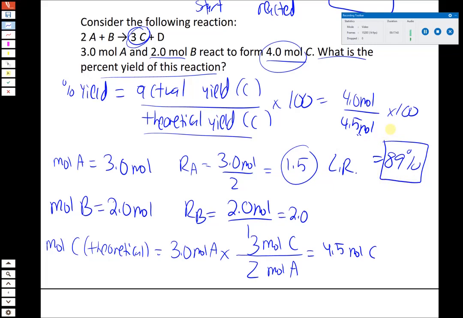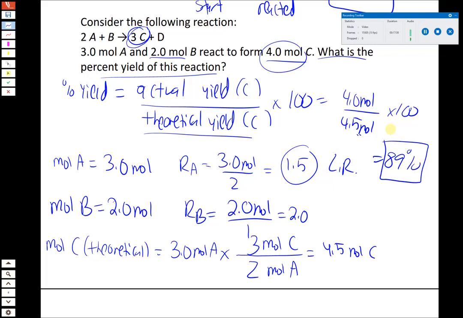You'd have to pick the right answer. I'm not going to go through all the answer choices because we're just getting numbers in most of these. So in this case, we get 89% yield. Whatever is closest to that would be our answer. So again, it's using limiting reactant to figure out our theoretical yield, and then we divide actual by theoretical.